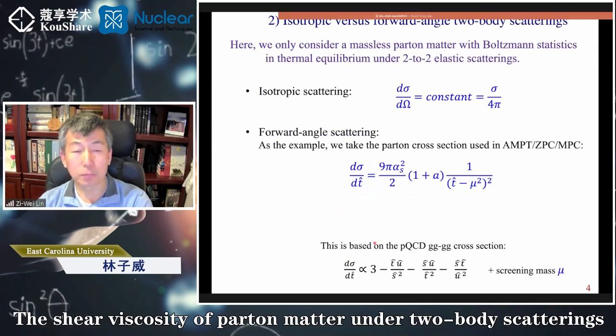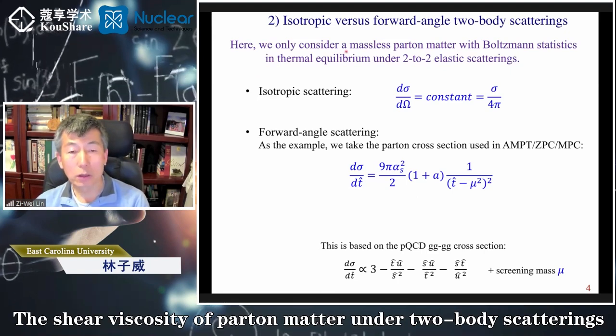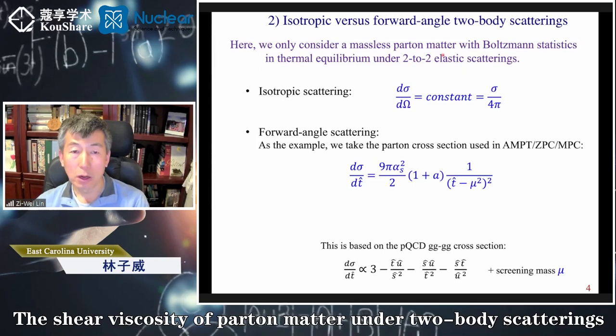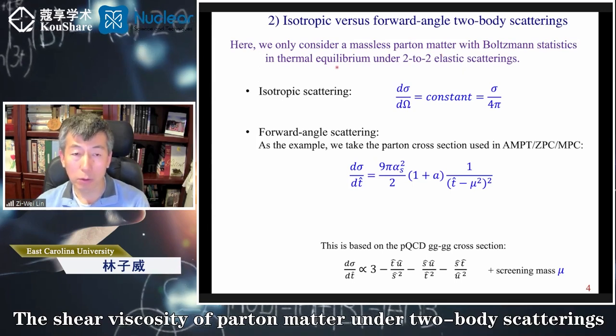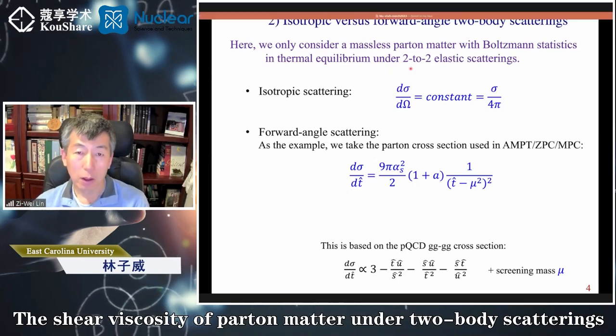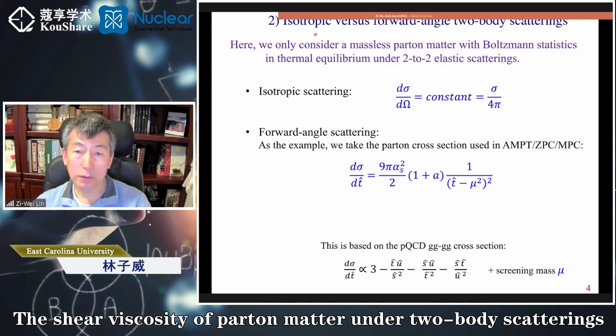So in this study, we limit ourselves to only consider massless parton matter with Boltzmann statistics. We assume it's in thermal equilibrium and it only has 2-2 elastic scatterings. So let's look at the cross-section of the scatterings.